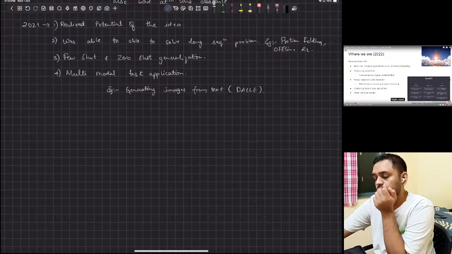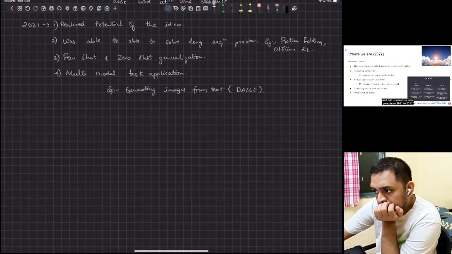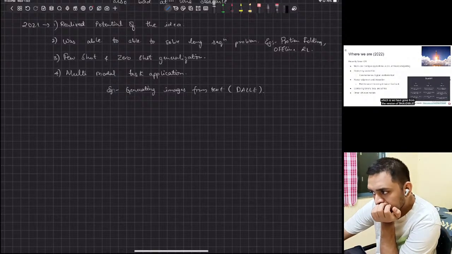Cool. And this is where we were going from 2021 to 2022, which is we have gone from the verge of taking off to actually taking off. And now we are seeing unique applications in audio generation, art, music, storytelling. We are starting to see reasoning capabilities like common sense, logical reasoning, mathematical reasoning. We are also able to now get human enlightenment and interaction. We're able to use reinforcement learning and human feedback. That's how ChatGPT is trained to perform really good.